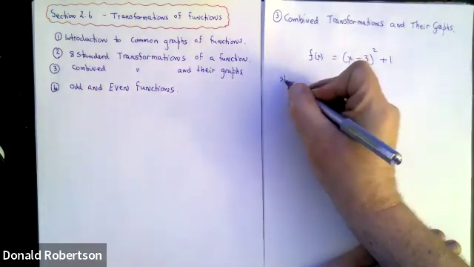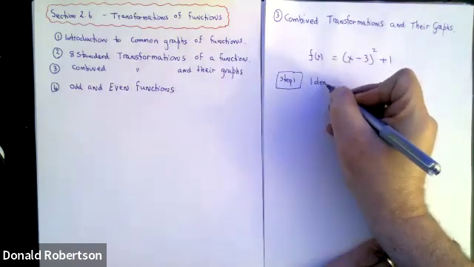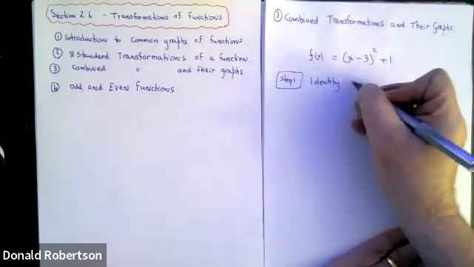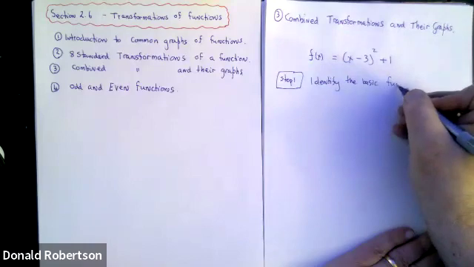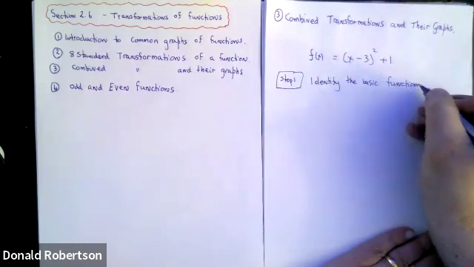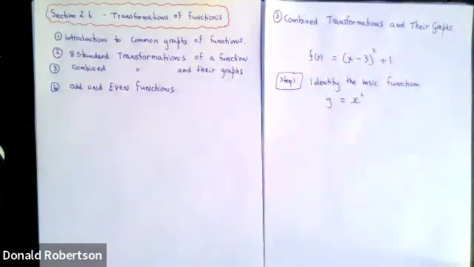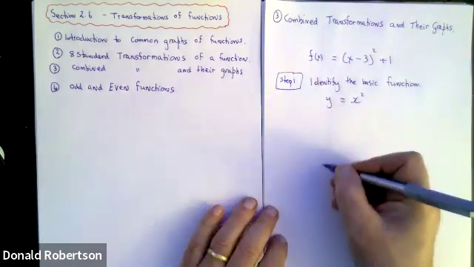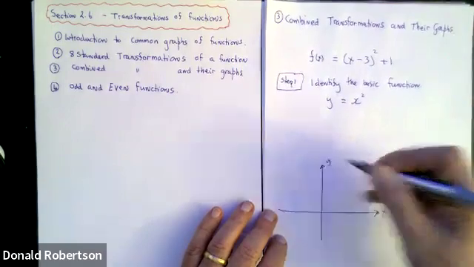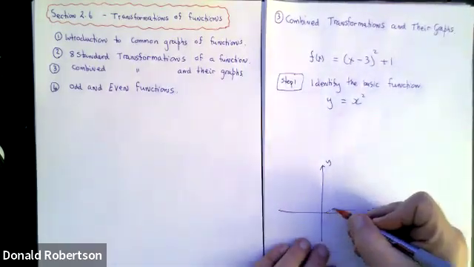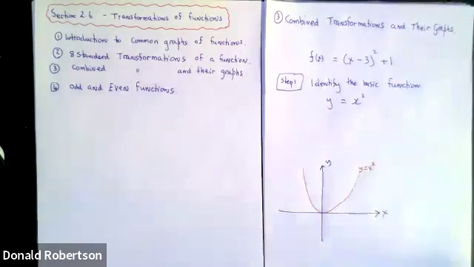First thing I would have to do, step 1, is identify the basic function, or starting function, if you prefer. In this case, it would be y equals x squared. There is my building block, right?